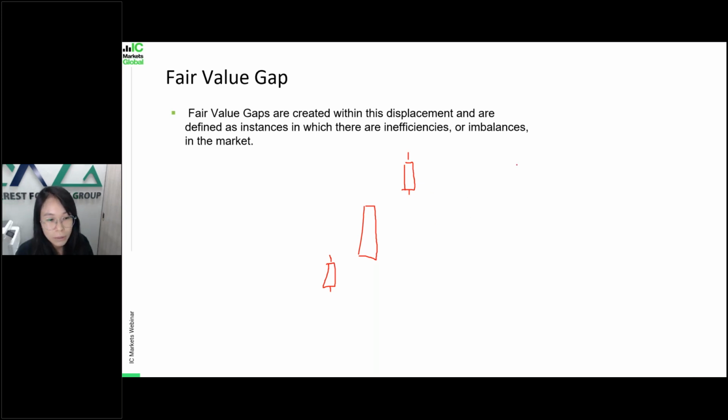After the price reaches a liquidity level and then reverses, what comes next is displacement. Fair value gaps are created within these displacements, and are defined as instances in which there are inefficiencies or imbalances in the market. These imbalances are visualized on the chart, like this three candle sequence.